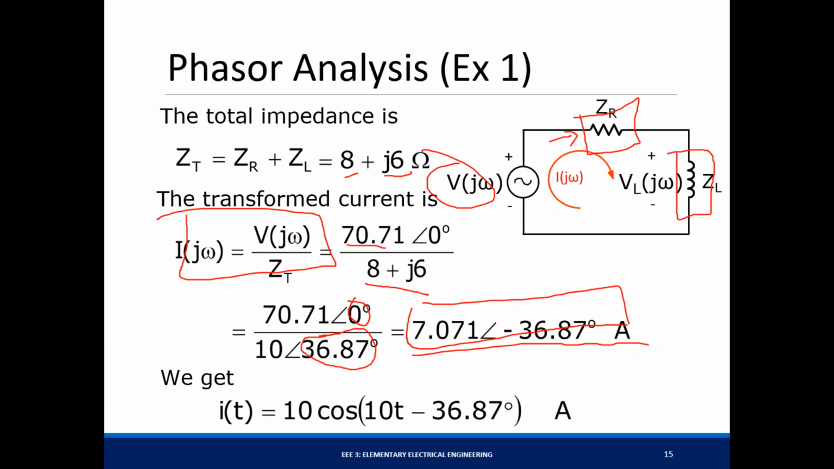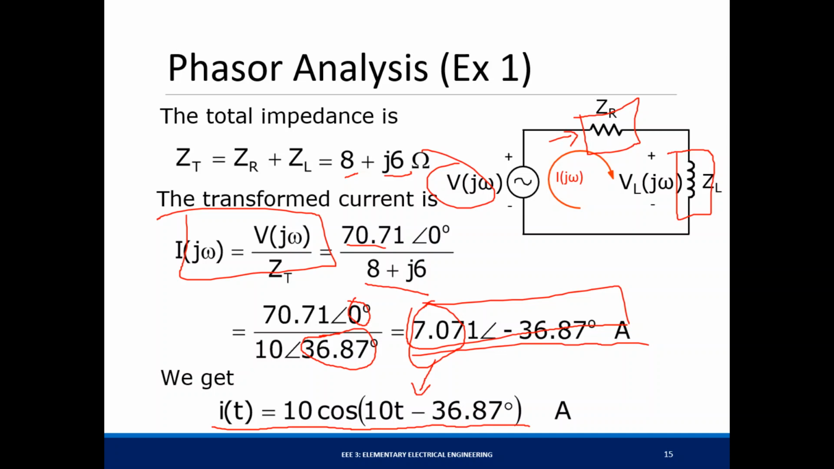So transform that back into its time domain equivalent. You get the expression for I of t. Okay? So you get your final answer without going through the tedious process of setting up the differential equation of your circuit. Okay? So we have simplified that elegantly using phasors.